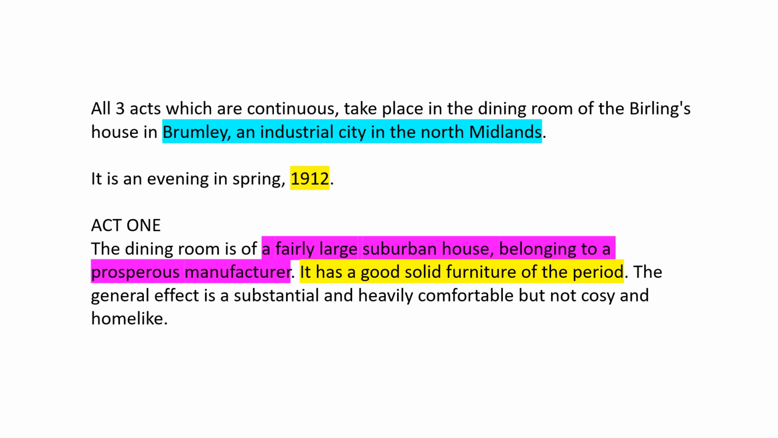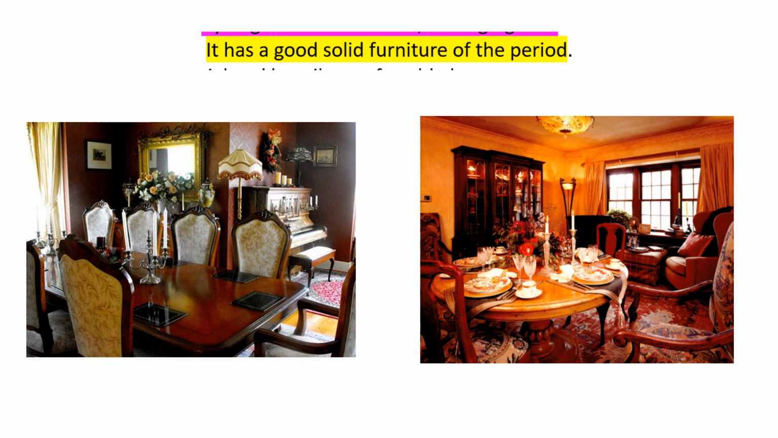A good solid furniture of the period. We are in the dining room of the Burling house. So let's have a look at what a good solid furniture of the period means. Here's a couple of examples of an Edwardian dining room. It might seem quite stuffy and quite overcrowded in the rooms. There's a lot of furniture in there. It was just the fashion of the day to have good quality hardwood furniture.